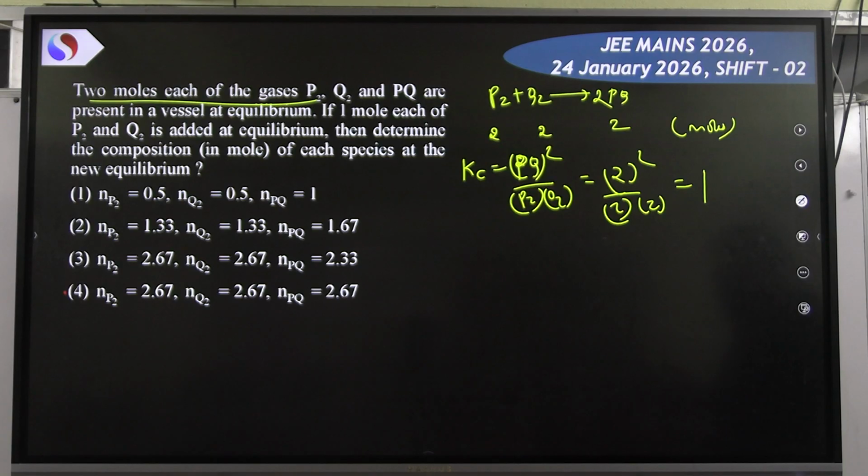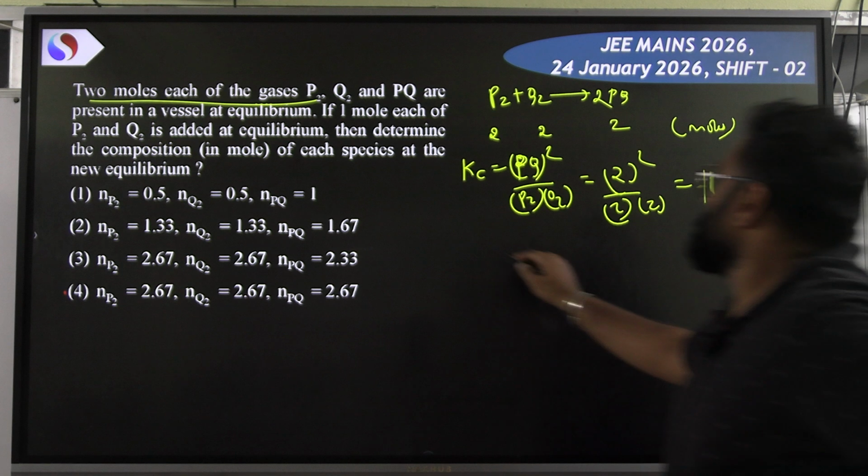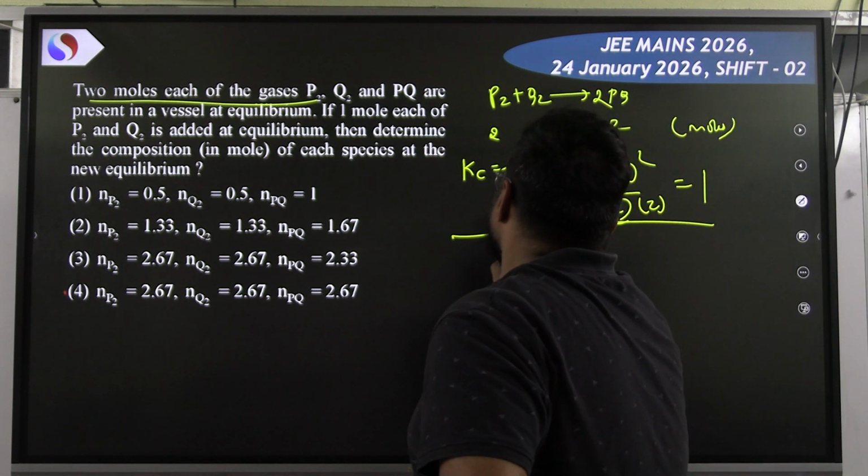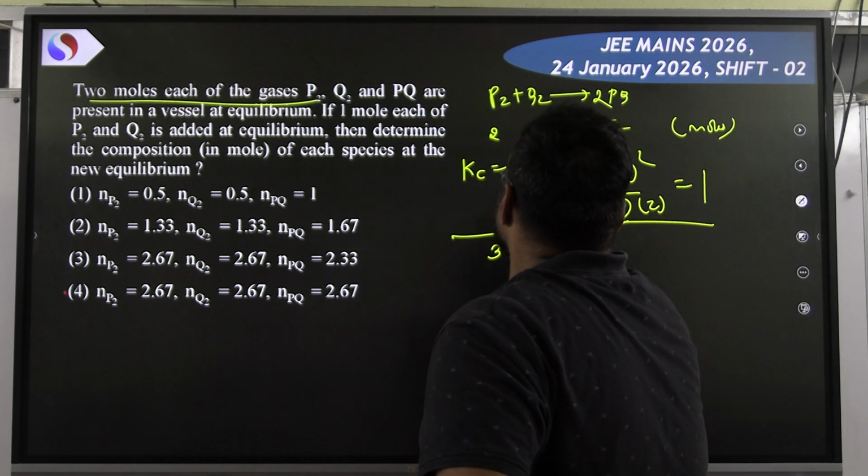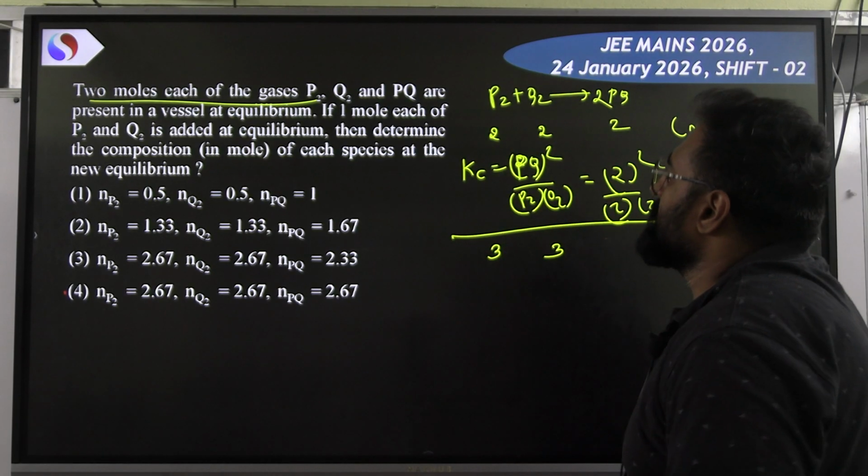Now what is the question saying? Further, the question says if we add another 1 mole, then what is the result? By adding another 1 mole, what is the result? So this will be 3 moles, this will be 3 moles, correct?